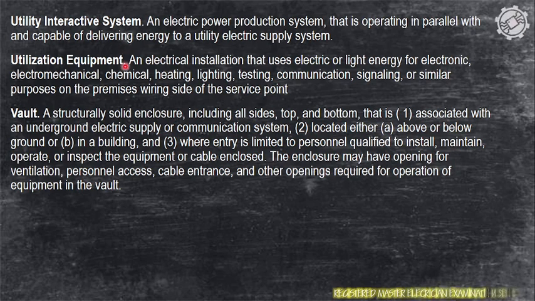The utilization equipment is the load itself, no? The load of our system. Either that is used for electronic, electromechanical, chemical, heating, lighting, testing, communication, and other similar purposes on the premises wiring side of the service point. So, it is already at the load itself.